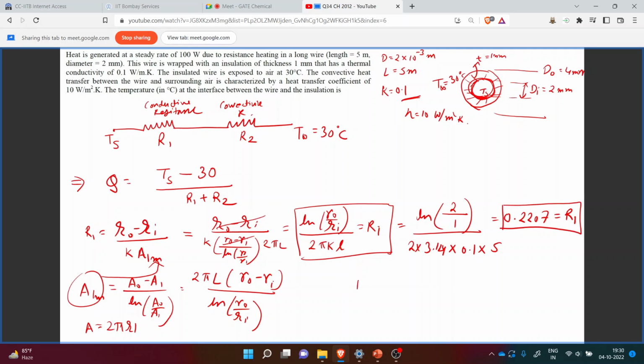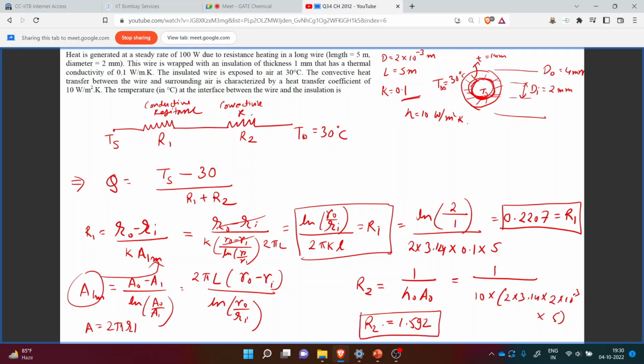Similarly, the convective resistance R2 we can calculate as R2 is equal to 1 upon h0 into A0, where for h0 we have the value as 10. The outer surface area is 2 pi r0 L, that is we can write it as 2 into 3.14, the outer radius is 2 mm, 2 into 10 raised to minus 3, into length of 5 meter. And you can solve this, and the final value of R2 will be 1.592.